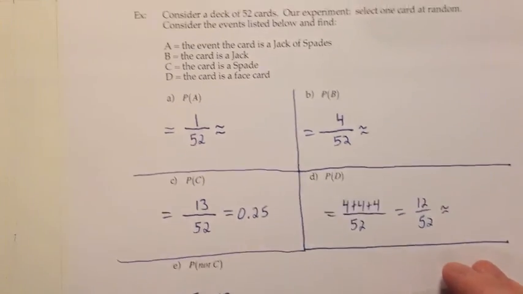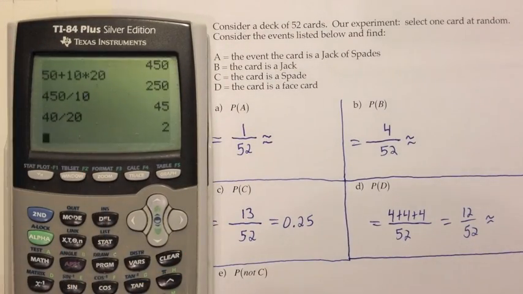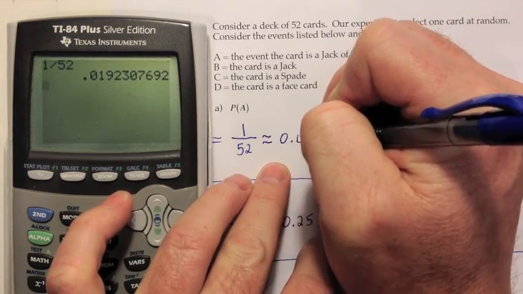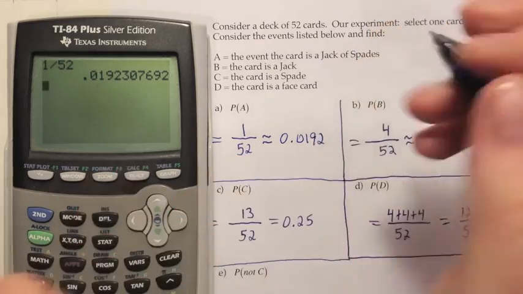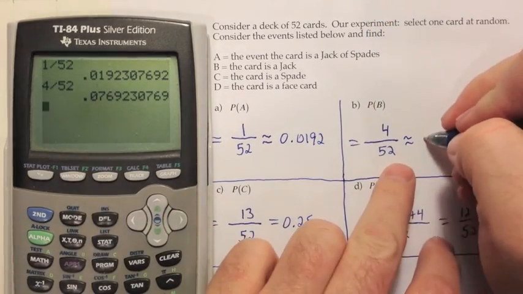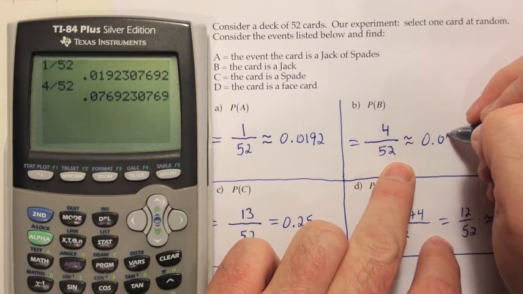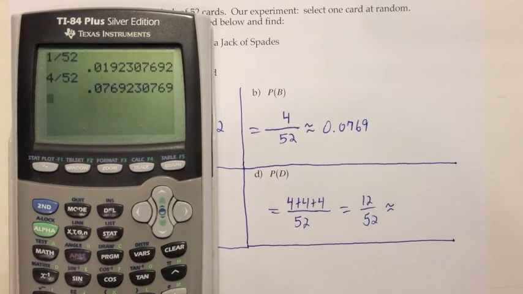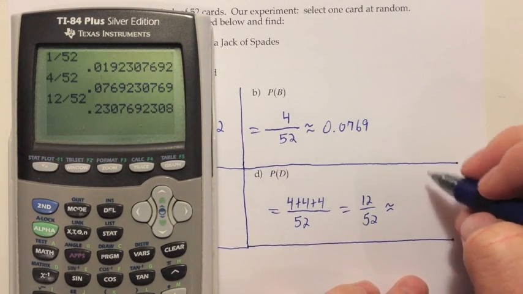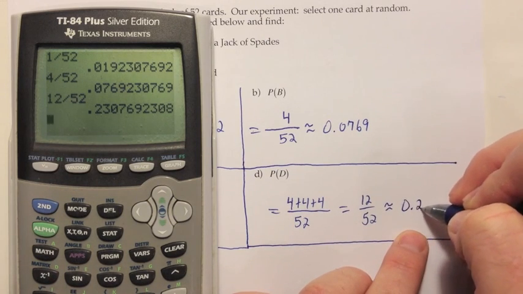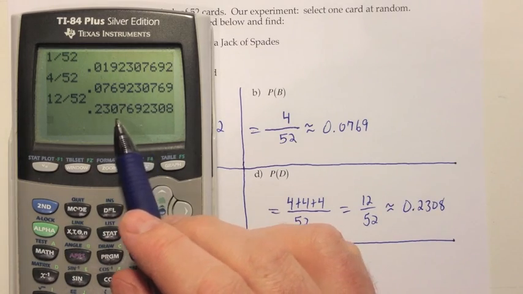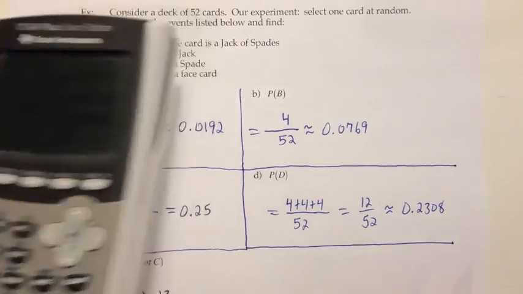And then just bring it in the calculator to get the decimals for the rest of those. 1 over 52, 0.0192, 4 over 52, 0.0769, and then finally over here the 12 out of 52 would be 0.2308. On every one of these I am rounding to 4 decimal places, so I'm looking at the 5th, and in this case that was a 6, so I rounded that 7 up to an 8. Alright.